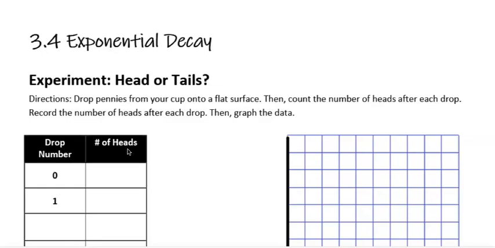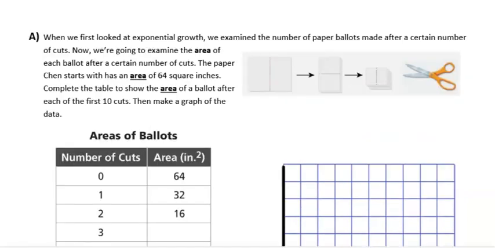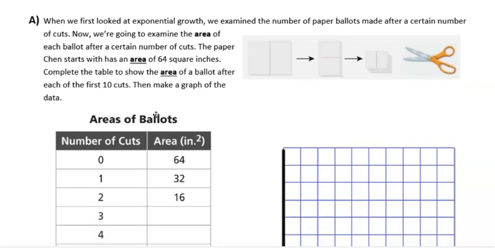Hello everybody, we're on 3.4 exponential decay. Alright, so we've done exponential growth, now we're going to be doing exponential decay. I'm on this page here of the packet, experiment heads or tails. We're going to skip the experiment, we're not in class. So I'm going to skip over to the next piece here and it's looking at section A here. Alright, so we talked about cutting the ballots.